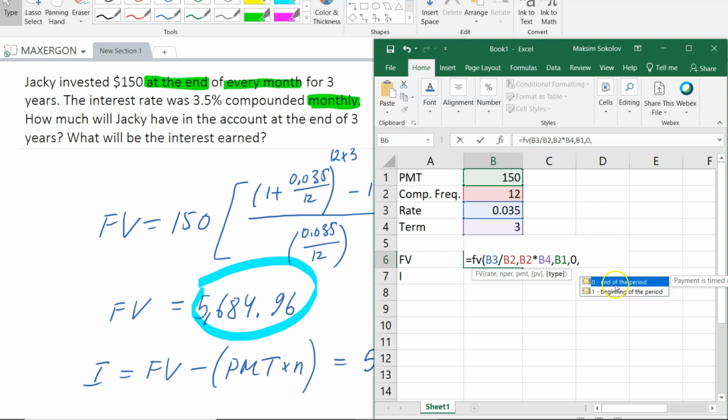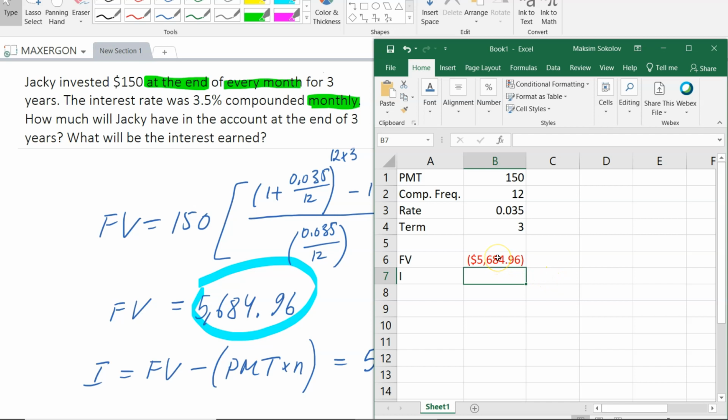Then comes type of annuity. This annuity is ordinary. So payments are happening at the end of the period, and that's what we'll select. If we press enter, the answer will be negative. The reason why we have negative answer is because payments here are positive. If we want this to be reported as a positive number, we need to change payments to negative payments, which means that the payments will become amount outgoing so that the future value will become amount incoming. The result here is 5,684.96, which exactly is the same answer as we got using algebra.